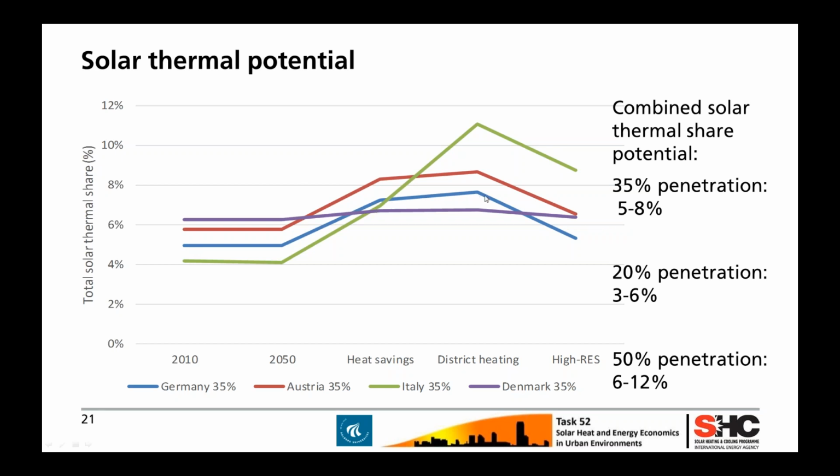And then if you are going to very high renewable energy systems, that means you have a huge amount of renewable electricity available. This share will go down. And what you see, Denmark is a little bit different. It's more stable. And Italy, you see, has in principle in this whole scenario the highest potential share if you go for these 35%, and that's due to the availability of solar irradiation.